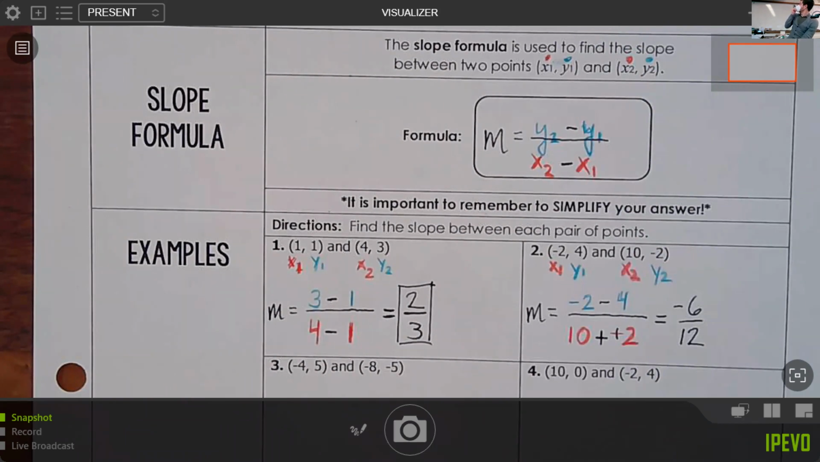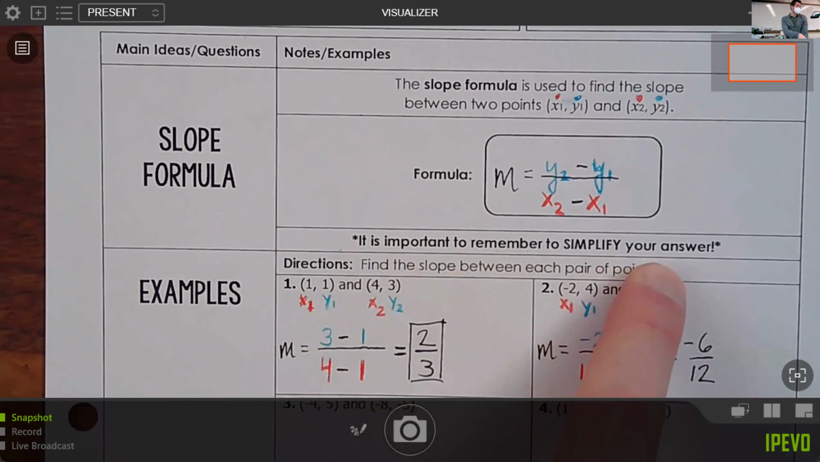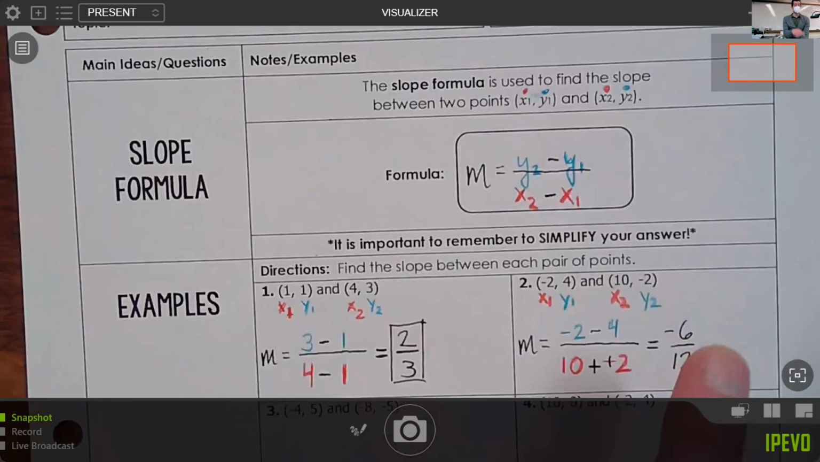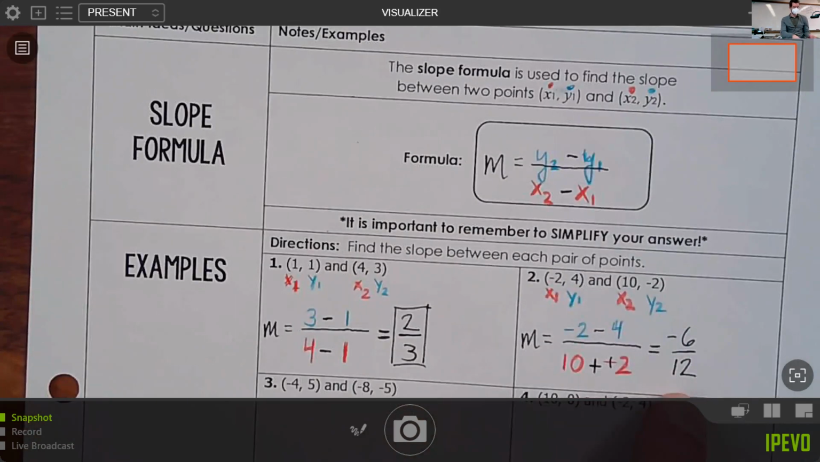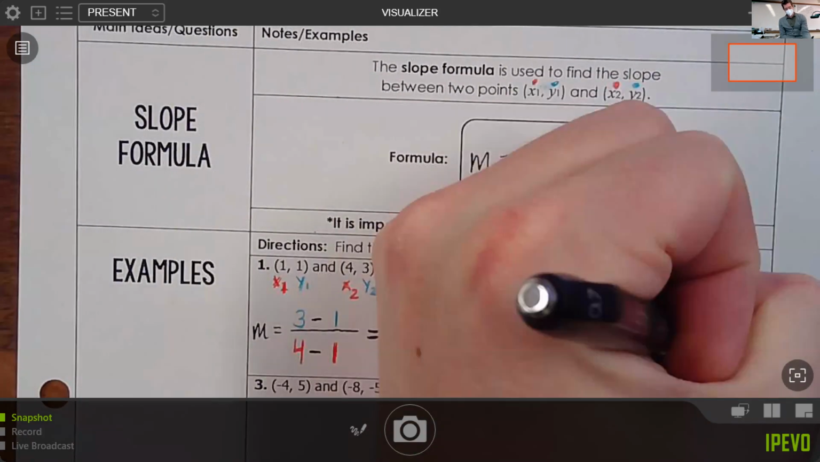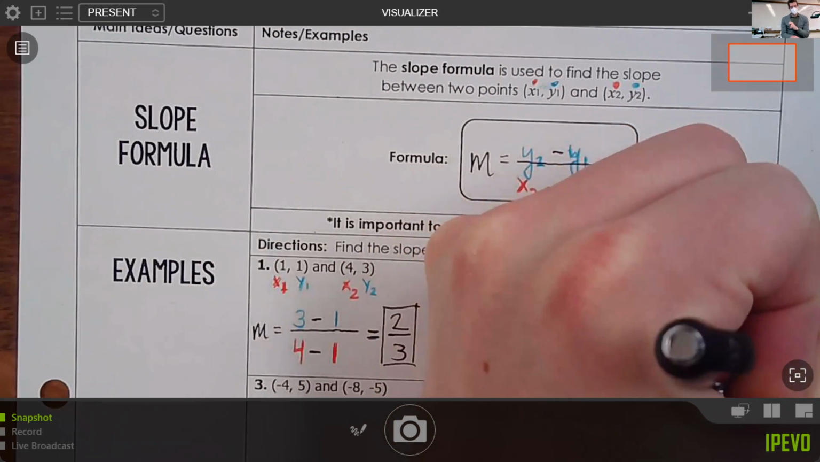Now I'm going to remind you of a little thing up here where it says it is important to remember to simplify your answer. We didn't need to simplify the first one because it was already simplified, 2/3. This one here, however, -6/12, will reduce. So what does this end up equaling when it gets simplified? Close. -1/2, yeah. So there we go.